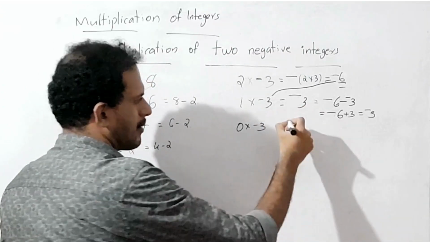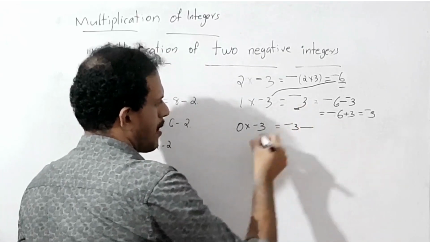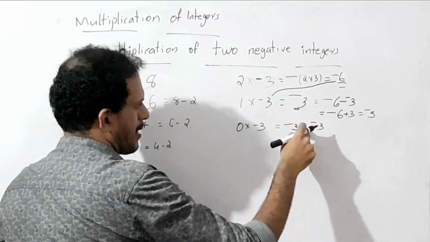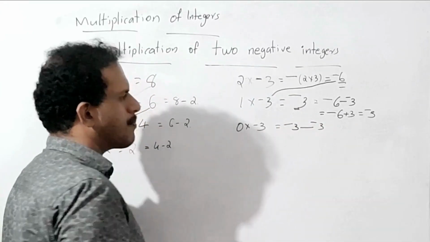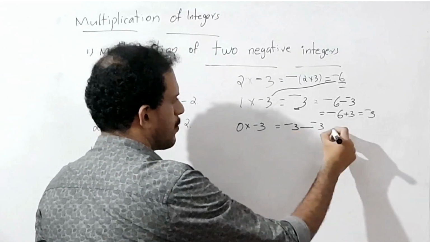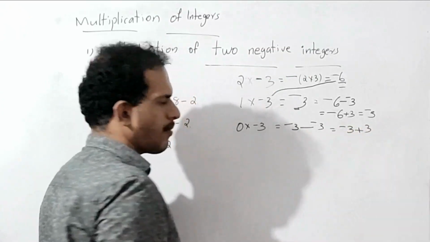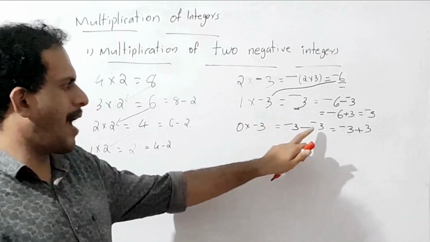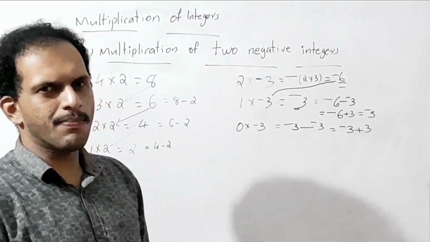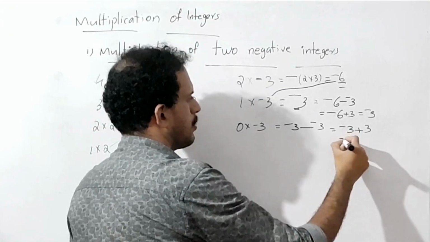Correct? So we get minus 3 minus 3. What is minus 3 minus 3? Minus 3 minus 3 is equal to minus 3 plus 3. We add the additive inverse of minus 3, that is 3. Then what is minus 3 plus 3? Minus 3 plus 3 is equal to 0.